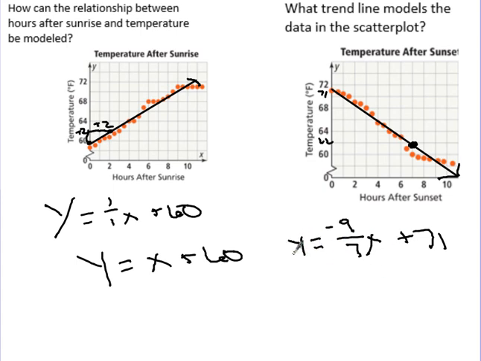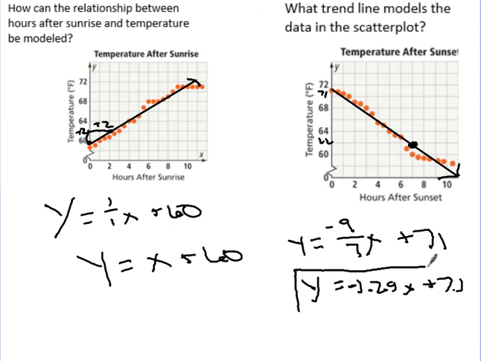Now this would be one of those examples where it does help to convert it to a decimal just for the context of the problem. Because what I'm saying is the temperature is going down by 9 over 7 degrees per hour. But that doesn't really give me much information. So I might want to actually do 9 divided by 7. And I got 1.29. I rounded that to the nearest hundredth. So I can say that my temperature is going down about 1.29 degrees every hour. And I'm starting at 71 when the sun goes down.